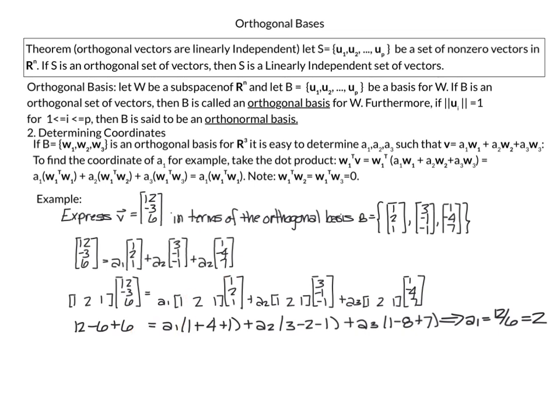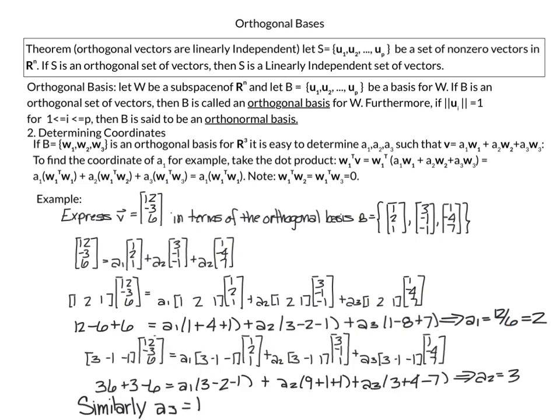Then I multiply this out. I have the 1, the 4, and the 1. But now look what happens to a2. This is going to be 3 minus 2 minus 1, so this is going to be 0. Then I have my 4 minus 2 plus 7, I mean 1 minus 8 and 7. This goes to 0 as well. And so what I have is 12 equals 6 times a1. So a1 is equal to 12 divided by 6, which is 2.